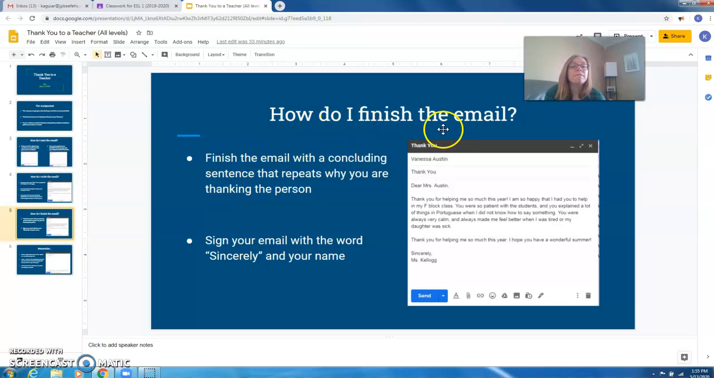So how do I finish the email? Finish the email with a concluding sentence that repeats why you are thanking the person. So, thank you for helping me so much this year. I hope you have a wonderful summer. Sign your email with the word sincerely and your name. So Miss Austin wrote, Sincerely, Miss Austin.